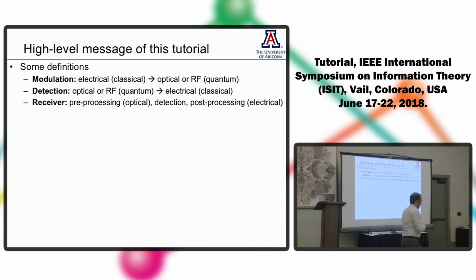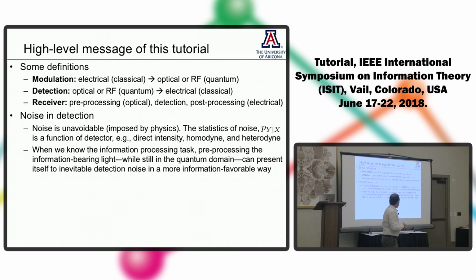Sometimes you would see the word detection being used as a corollary to post-processing. So I'm not referring to that. Detection is that process where you convert from light to electrical domain. And then post-processing can follow detection. A receiver can include any pre-processing of the information bearing light, followed by detection, followed by post-processing. So that's what I'm going to be using the word receiver for. So a receiver contains a detector, but it can contain other things, for instance, before the detector and after the detector.